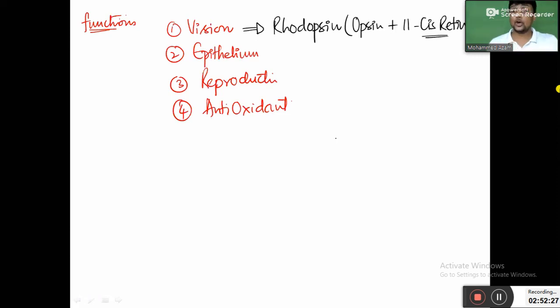So I repeat again, rhodopsin protein is present in the retina, the innermost layer of the eyeball, and where in the retina? Rods and cone cells will be having this protein. That's why vitamin A is required for vision. Vision के लिए चाहिए. Number 2, vitamin A, just write down these 2 words. It is required for proper growth and differentiation of epithelium.